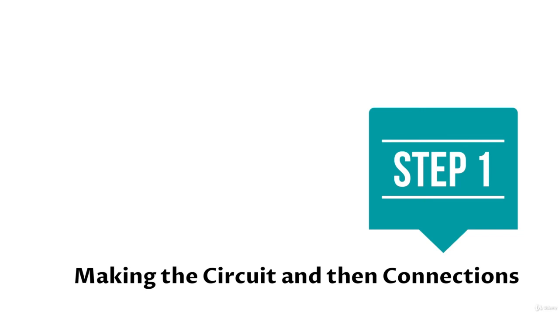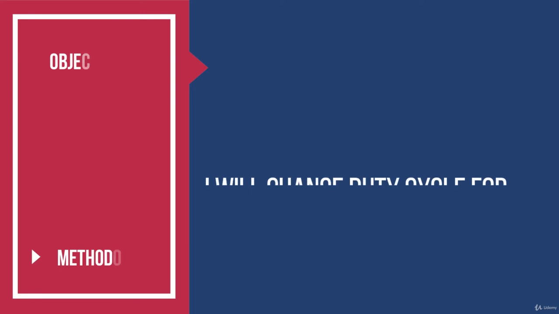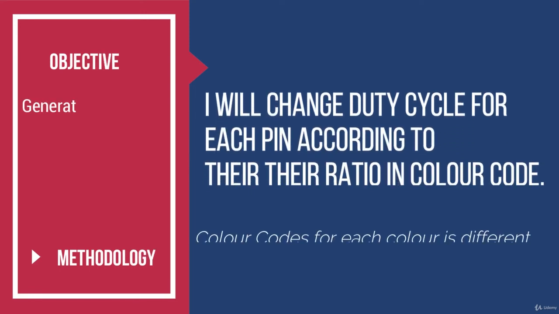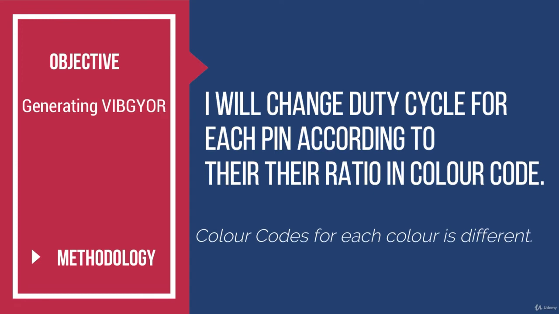Let me show you how we can program, but before that I'll show you the circuit. Then I'll make the connections. Then we'll write the program. Now I'll do an experiment with the RGB LED, and my objective is to generate the VIBGYOR spectrum. VIBGYOR means violet, indigo, blue, green, yellow, orange, red. I'll generate these 7 colors using this common anode RGB LED.